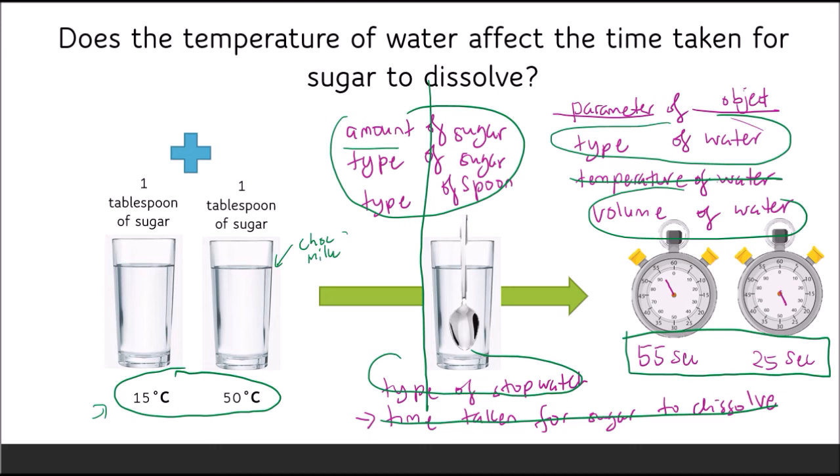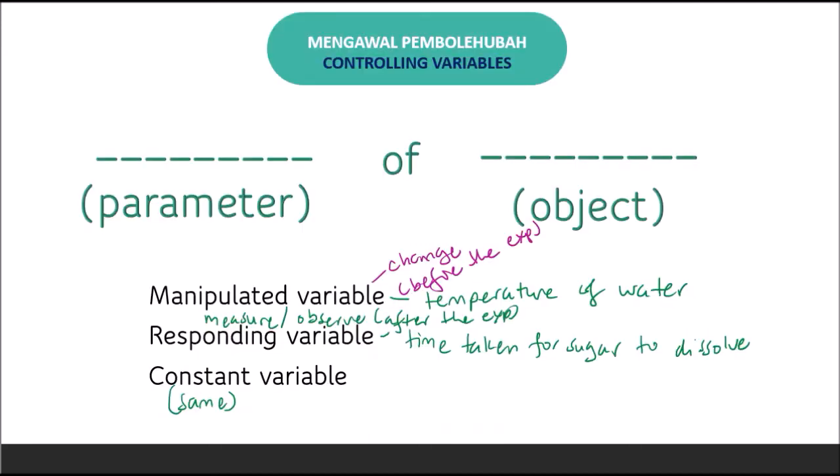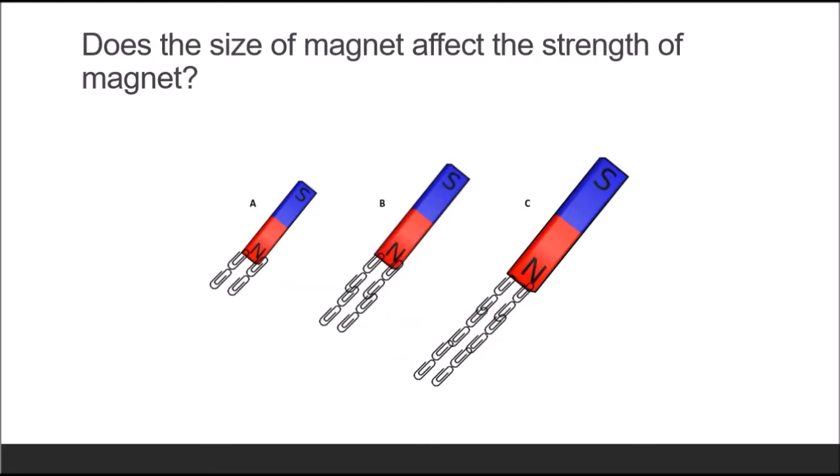Okay, understand? So you must understand here, for the manipulated variable, we only have one. For the responding variable, we also have one, but in certain cases we can also have two. For constant variables, it is the rest. Normally we can have more than one. Okay, understand? Okay, let's look at another example here. The issue here: does the size of magnet affect the strength of magnet?